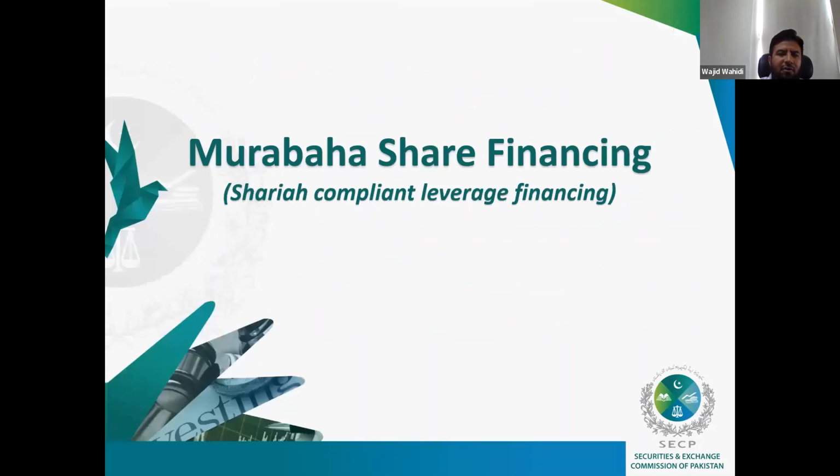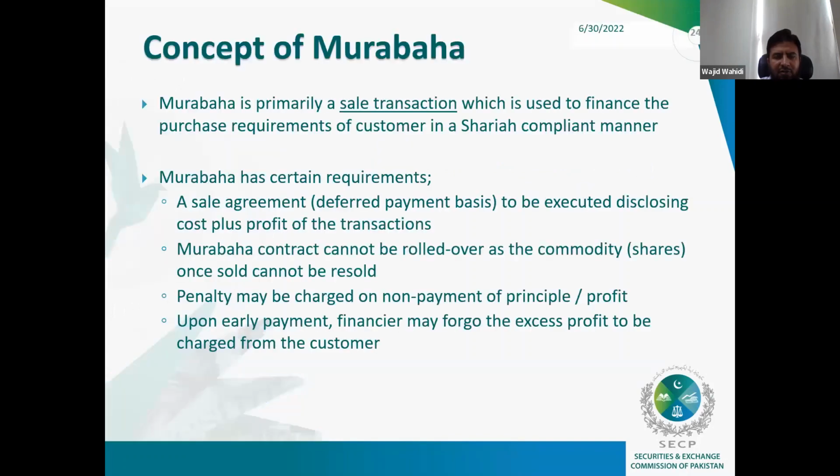The fourth product is Murabaha share financing, that is Sharia compliant leverage financing. It has been recently launched and currently around 2 billion rupees of Murabaha share financing has been extended by the financiers. The concept of Murabaha is that it is basically an Islamic product. Murabaha is primarily a sale transaction which is used to finance the purchase requirement of a customer in a Sharia compliant manner. So Murabaha has certain requirements.